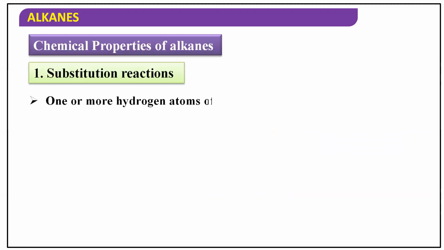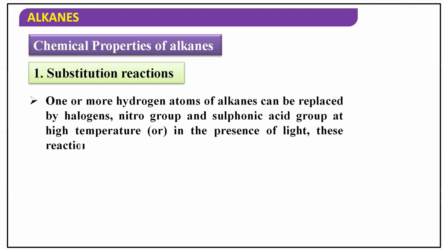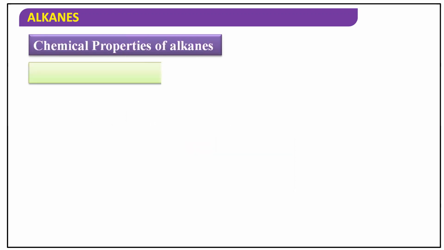So we discussed already about substitution reaction in GOC also, right? And related with that, in this hydrocarbon alkane, we are going to discuss that one or more hydrogen atoms of alkane can be replaced by a halogen family member, anyone, chlorine, bromine, iodine, nitro, sulfonic acid at high temperature or in presence of light. These reactions are substitution. So H will be replaced. Remember, H will be replaced by halogen, nitro group, sulfonic group, and similarly some other groups also, right? So all these are substitution reactions. So let's discuss one by one.